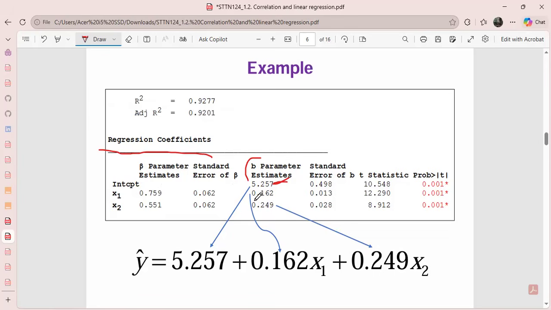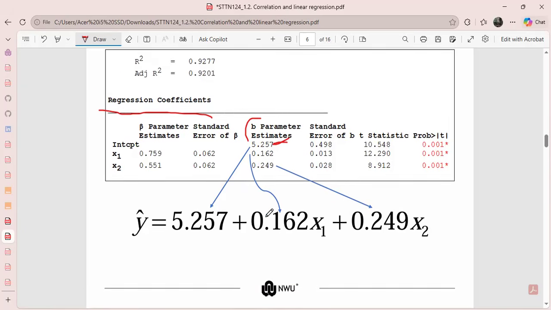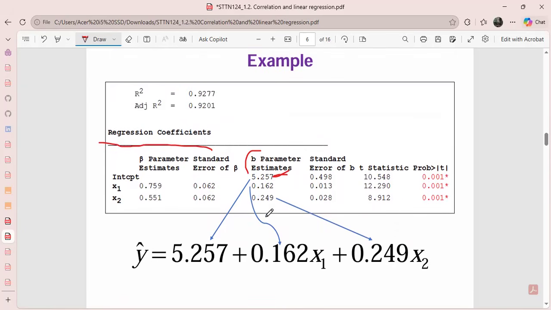So when you get the multiple regression, you want to say that y hat is equal to, remember, it starts with B0, 5.257. Plus 0.162 because it falls under the x1. So 0.162 x1, plus this one is with x2, 0.249 x2. So that's how you do it, and that's how you get the multiple regression equation.